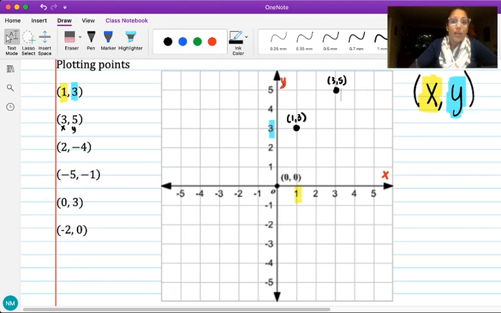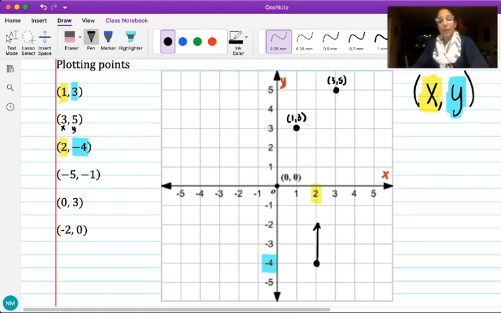Okay, what happens if we have negatives? So look here. We are going to the right 2. We're going to 2 on the x-axis, right? And then we are going to go to -4 on the y-axis. So I'm going to go to 2 on the x. And I'm going to go down on the y. So I go to 2, down 4. Notice how it meets both of my numbers. So (2, -4).